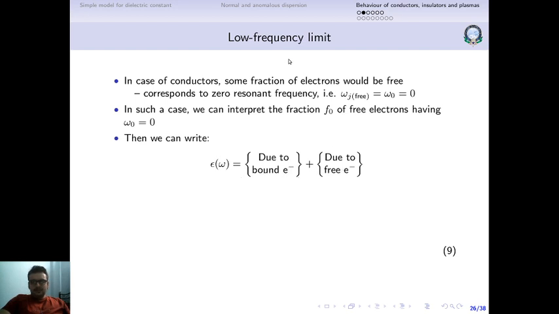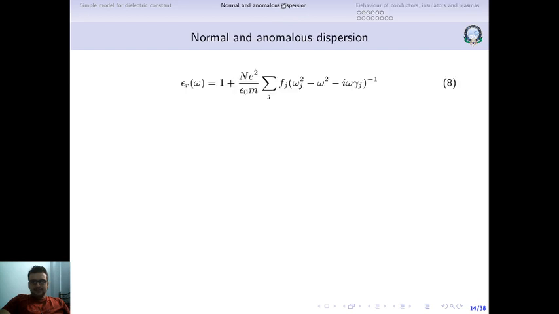Now how do we get it like this? Again, we go back to this same equation number 8. In equation number 8, epsilon is equal to 1 plus this. You can see here 1 plus, we have a summation, right? Now what is the summation made up of? It is made up of many terms. Each term corresponds to one particular resonant frequency.